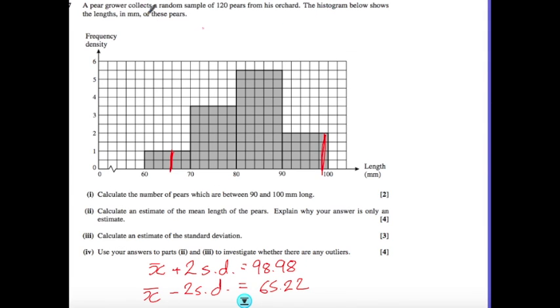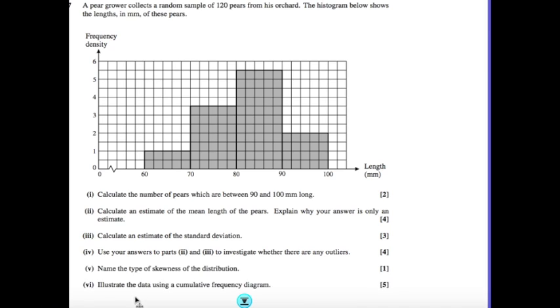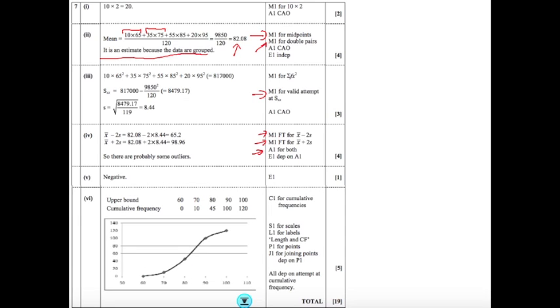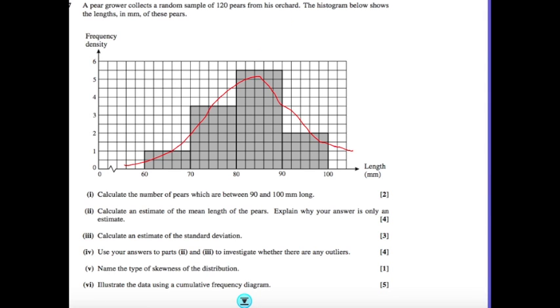Right, finally, part 5. Name the type of skewness of the distribution. So we can see here, if you draw that, there's a negative skew. So you've got a tail going off to the left, which means it's a negative skew. For that 1 mark, you literally just need to write negative.